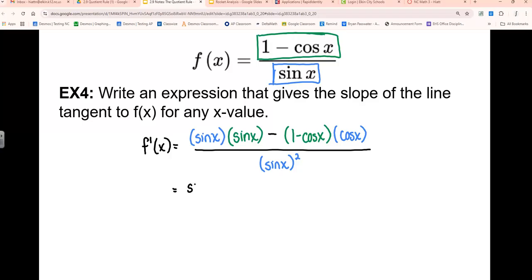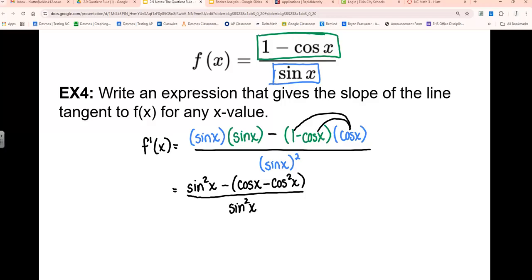So I am going to write this as sine squared x, because sine x times sine x is sine squared x. And then I'm going to distribute this cosine right here. I'm going to keep that minus. It's going to be cosine x minus cosine squared x. And I'm going to write that denominator with this notation, sine squared x. It means the same thing as sine x squared, but it's just more common for us to see it this way.